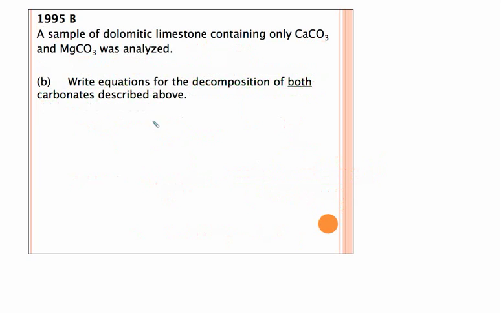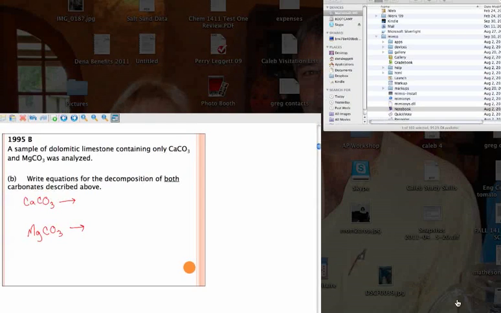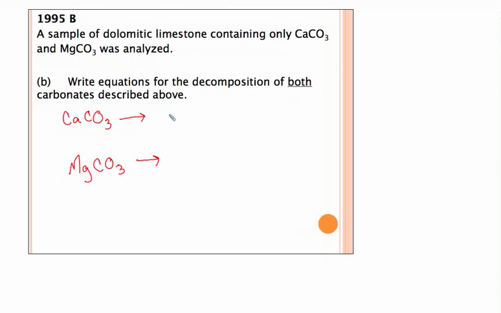Now let's see what part B asks us. This time it says write balanced equations. For both of them, decomposing, we'll get CO2 from both. And this is not something you know yet, but by the end of the year, we will have worked on our decomposition rules. I actually asked this question on your net ionic lab, and some of you got that pretty well. And so let's take a look at it here.